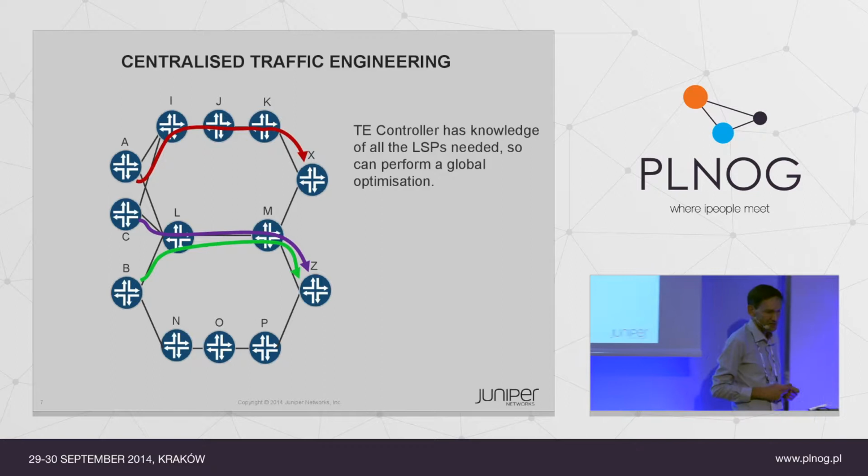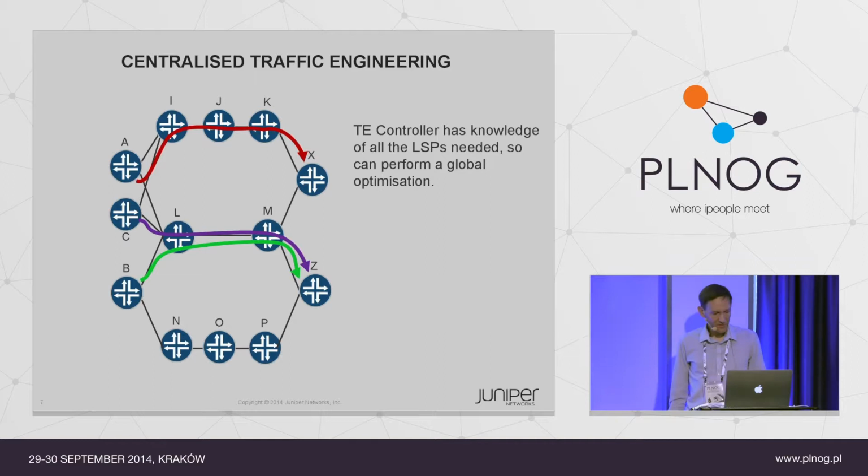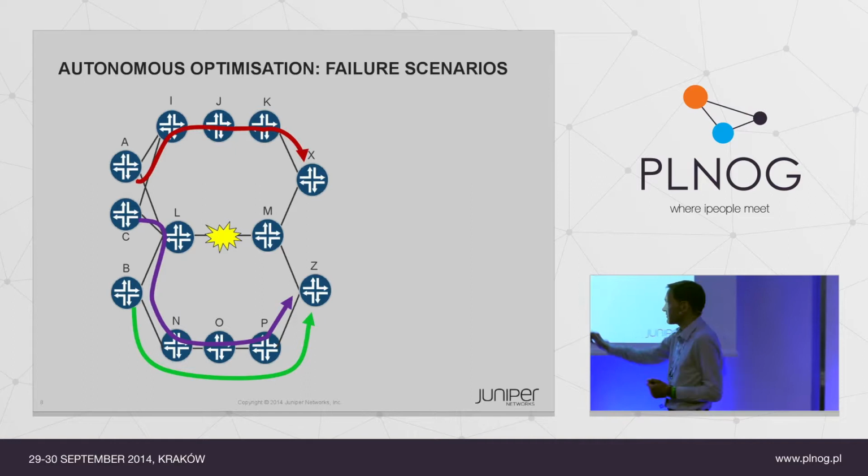The other thing with centralized path computation is, of course, it can help in dynamic situations. So if a link breaks, then some of the resources are no longer available between L and M.